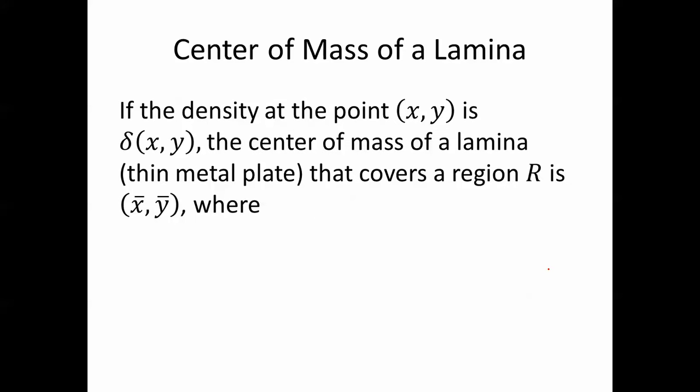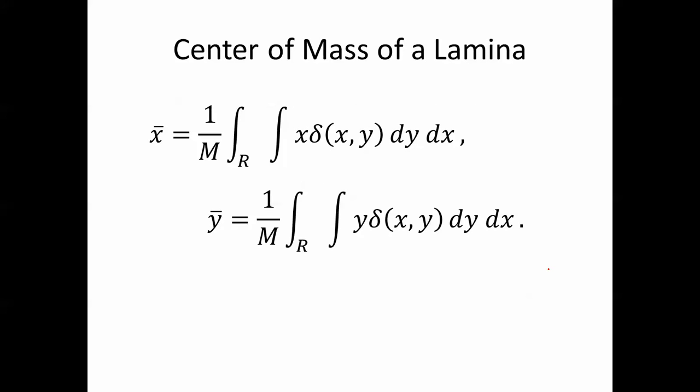If the density at the point xy is delta of xy, the center of mass of a lamina, a thin metal plate, that covers the region R, is x bar, y bar. Here are the formulas for the coordinates x bar, y bar. X bar is 1 over m, where m is the mass, times the integral of x delta, and y bar is 1 over m times the integral of y delta. So again, for x bar, it's x delta, and for y bar, it's y delta.